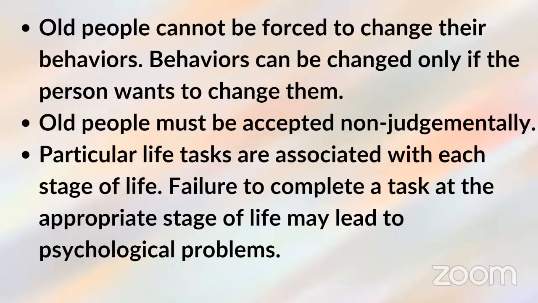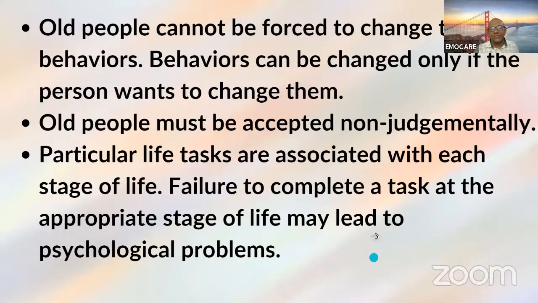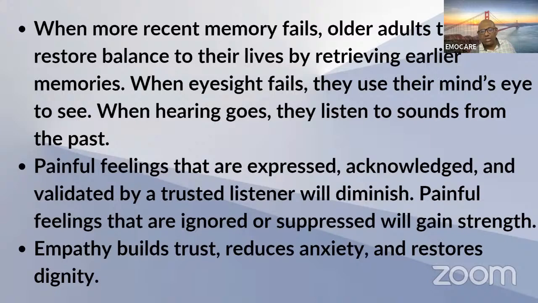Particular life tasks are associated with each stage of life. Failure to complete a task at the appropriate stage of life may lead to psychological problems. So there are certain aspects in every stage we have to do. At 60, 70, we should be able to remember names. If you are not able to remember, that may lead to psychological issues. It may be due to a physiological problem, but that will lead to psychological issues also.